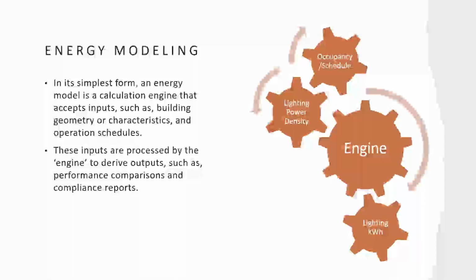But energy modeling in its simplest form is a calculation engine that accepts inputs such as building geometry or characteristics. And then these inputs are processed by the engine to derive output such as performance comparisons or reports for analysis. So the simple one is you have an occupancy schedule, your lighting power density, put those into the engine. The result is going to be your lighting kilowatt hours.